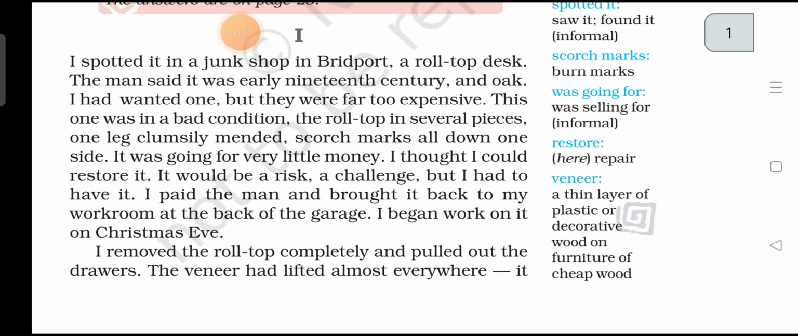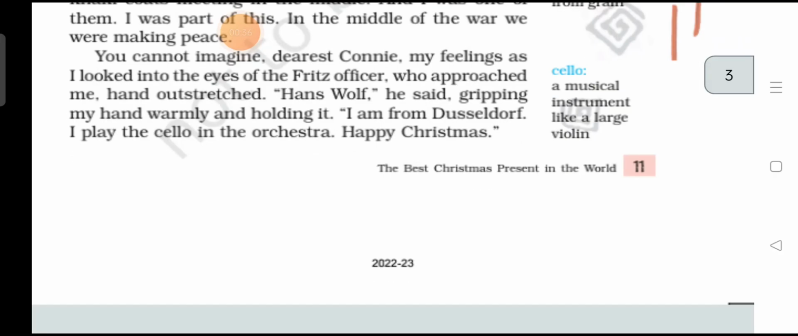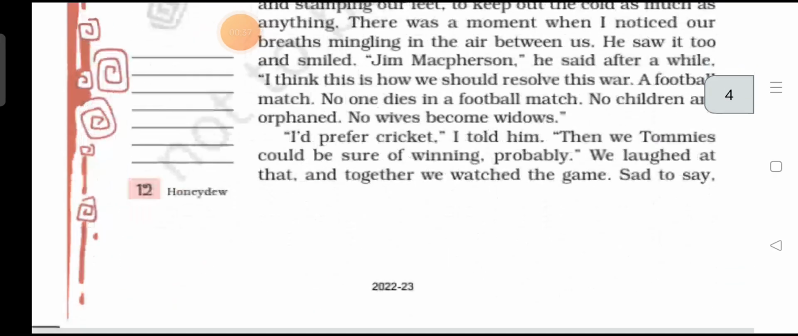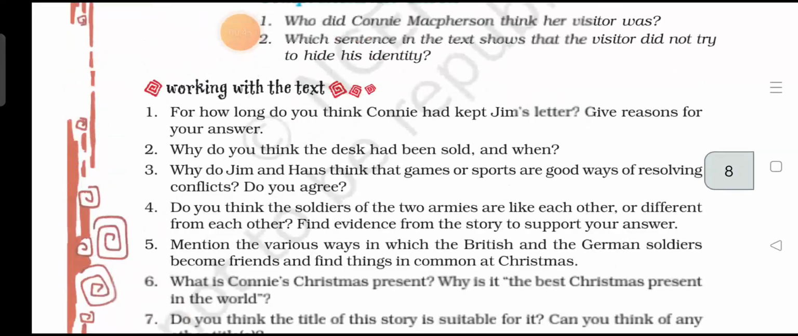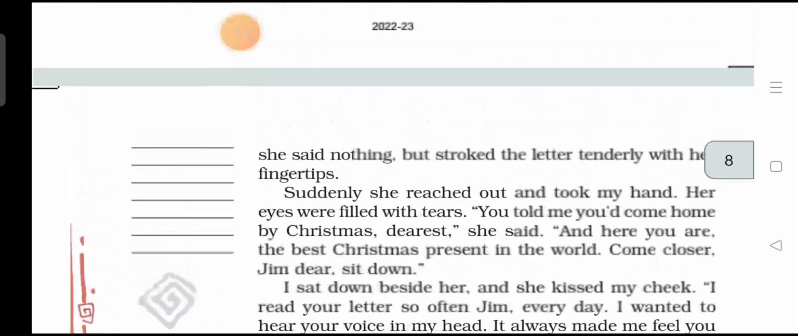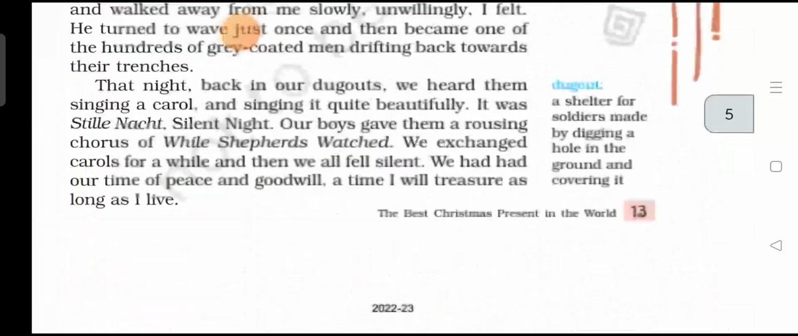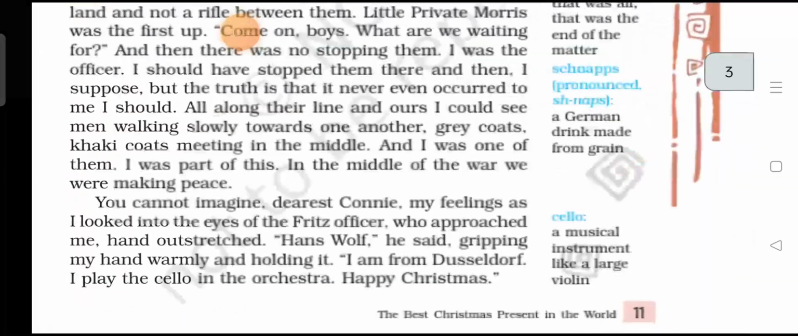We have learned that the writer of this poem, you should know that, is Michael Morpurgo. Morpurgo is your writer here in this chapter.